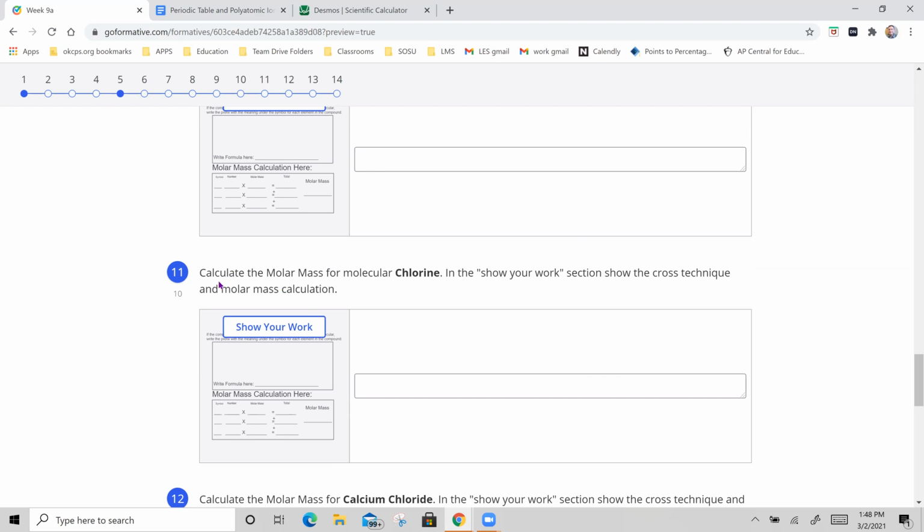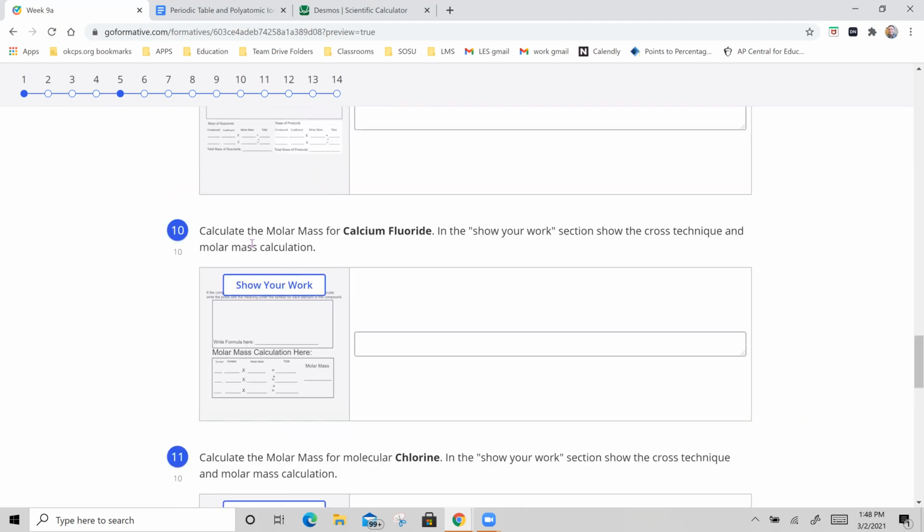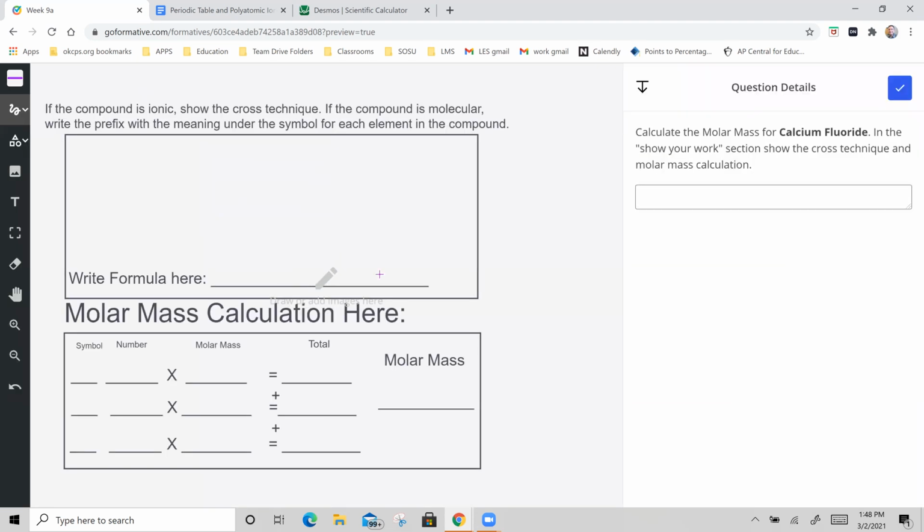Okay, so what are we doing? In question number 10, I am asked to calculate the molar mass for calcium fluoride. Okay, and in the show your work section, I need to show the cross technique and the molar mass calculation.